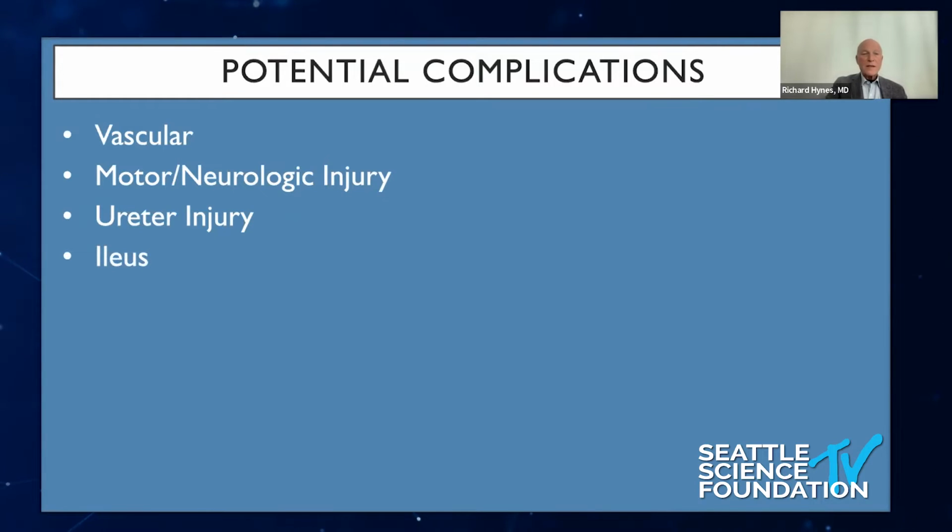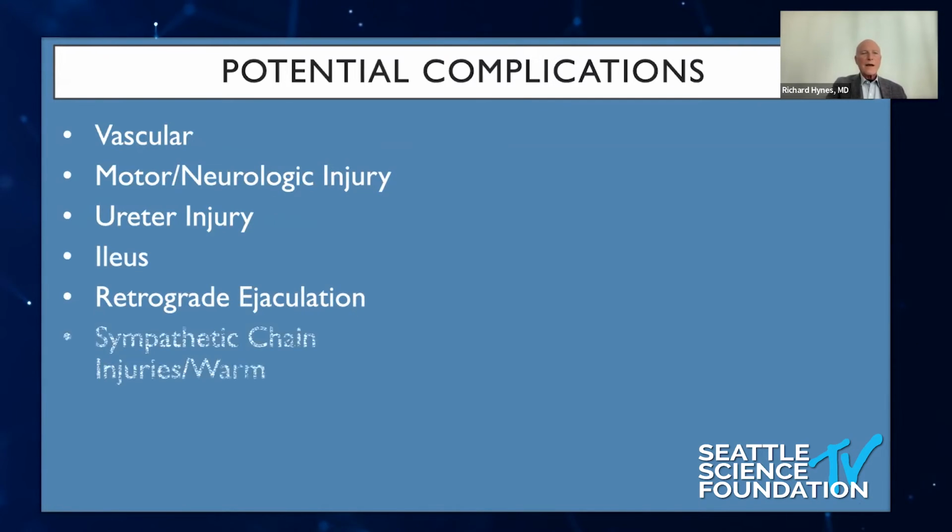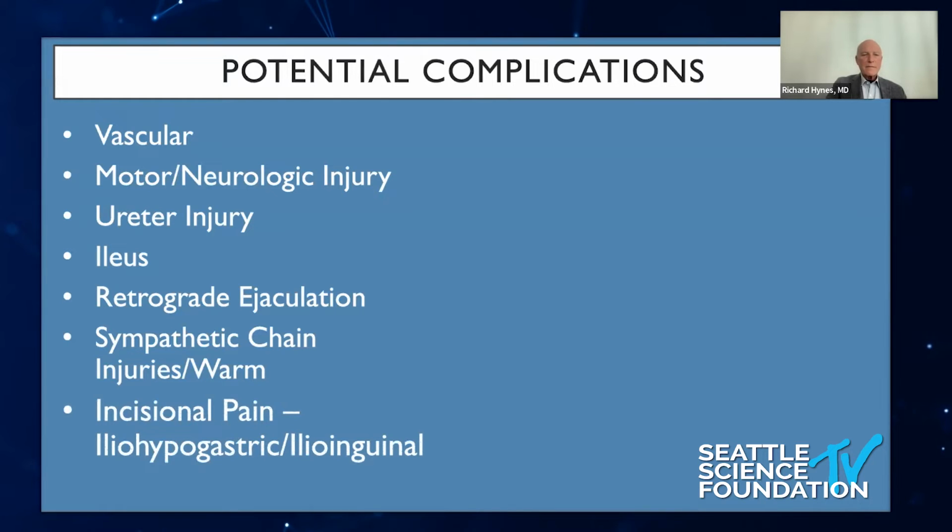Ileus is less than ALIF, but still occurs. Retrograde ejaculation, no one even talks about this hardly anymore because it hardly ever occurs. Moving to the OLIF at L5-S1 versus ALIF L5-S1, it's basically disappeared. We've had a few temporary cases, but it has surprisingly gone from our consciousness. So the chain problem is disappearing because we know where the chain is, the dominant part of the chain, we know how to protect it.